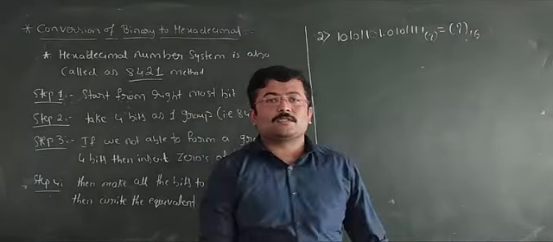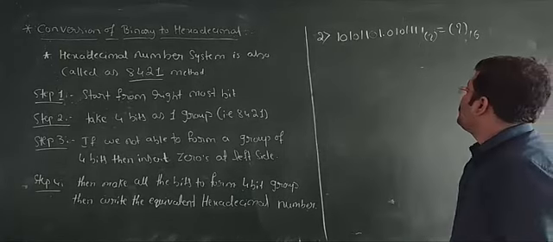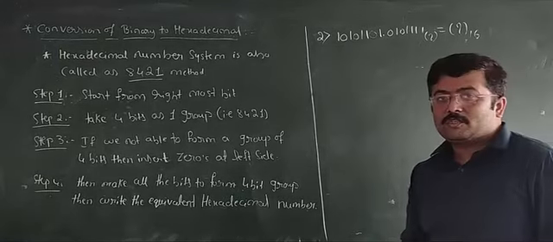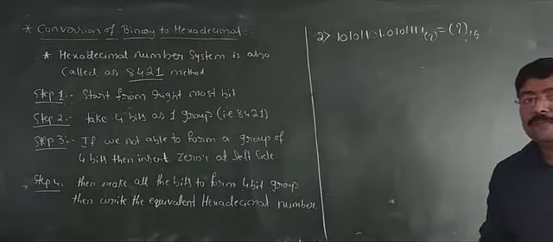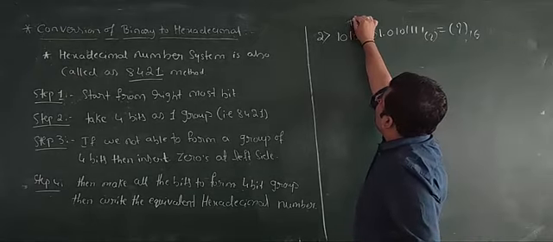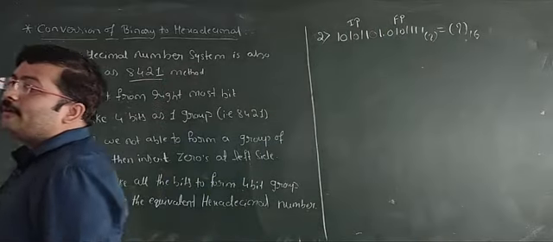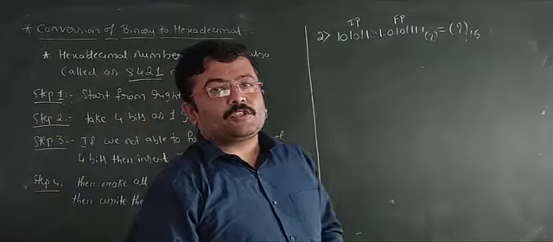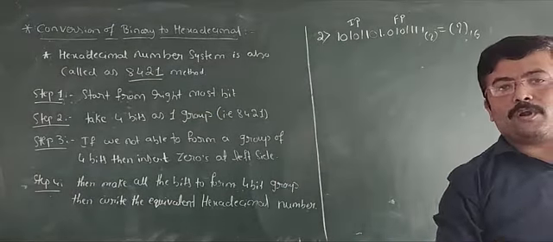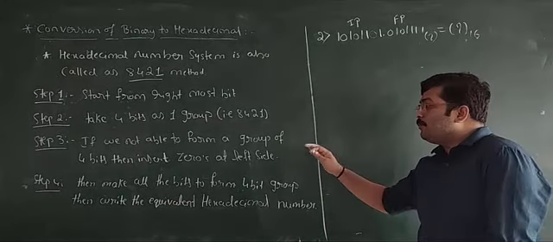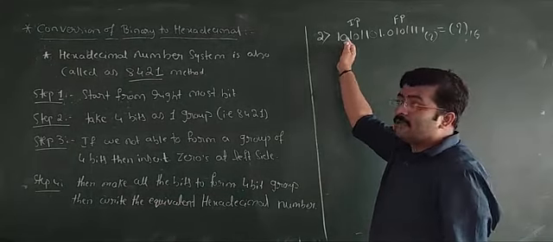So the value is 101011.010411 to the base 2. Convert it into a hexadecimal number. But here there are two parts: one is the integral part and one is the fractional part. And we already know that for the integral part I should start from the rightmost bit and make 4 values as one group. If we cannot form a group of 4 bits, then we can insert zeros at the left side.